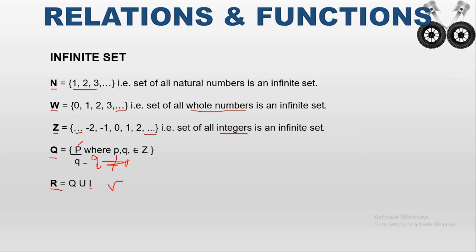That means if you find the value of any square root number, we get a decimal number that is non-stop, non-terminating. The numbers which do not end, those types of numbers are called irrational numbers. So R contains both rational numbers as well as irrational numbers. These are all examples of infinite sets.